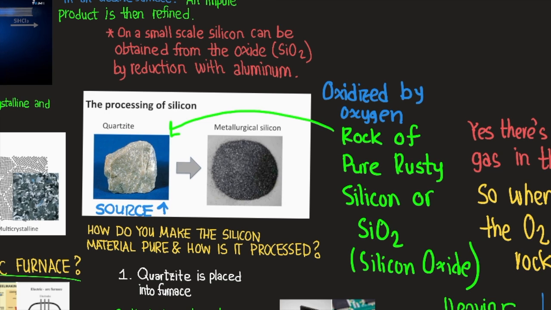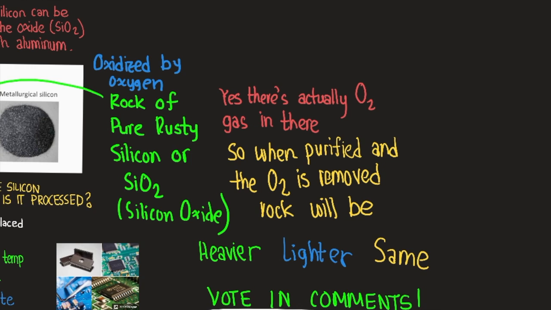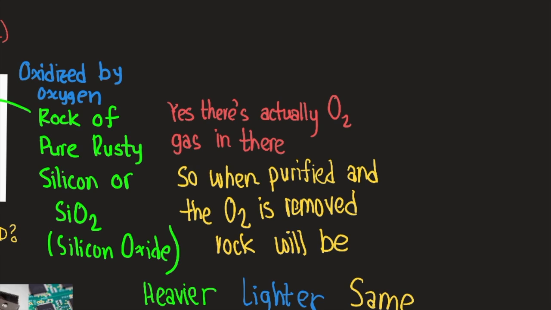So it's oxidized by oxygen. It's a rock of pure rusty silicon. So sand is just essentially rusty silicon. When you go to the beach or when you go to the desert or when you encounter a location that has a lot of sand, know that that's metal that's rusty and it's actually silicon. Although it may not look like metal like most rocks do in their ore form, it's still a metal.